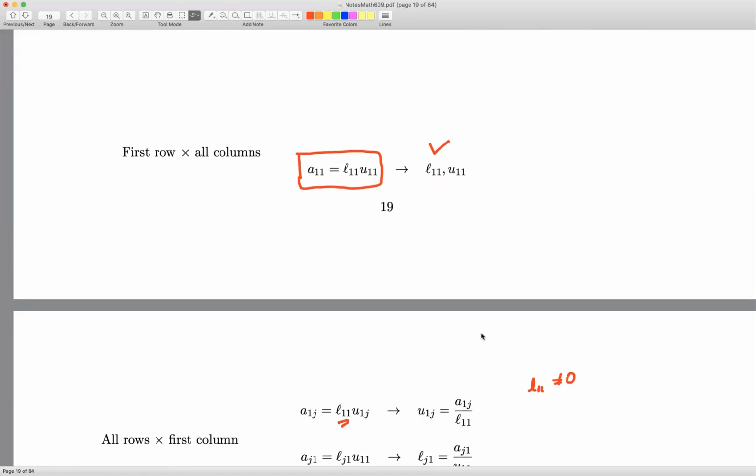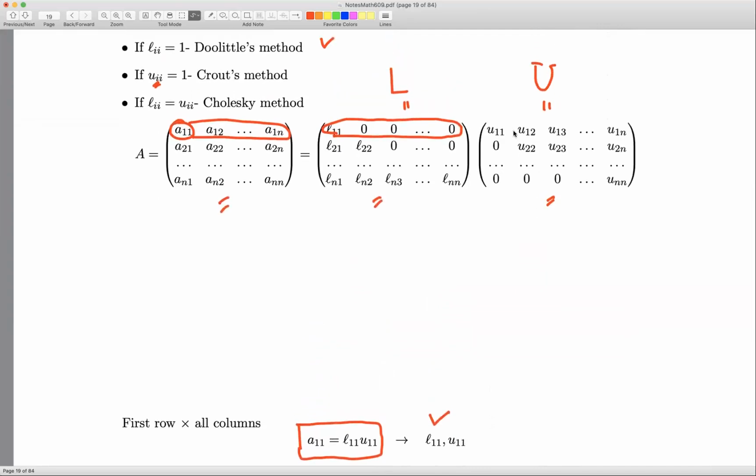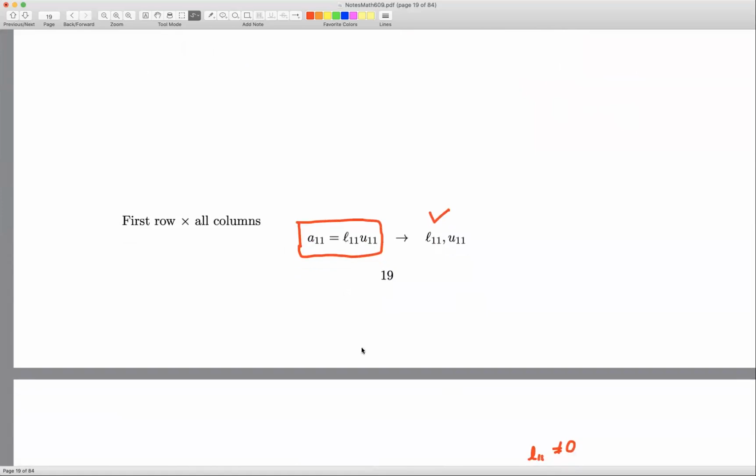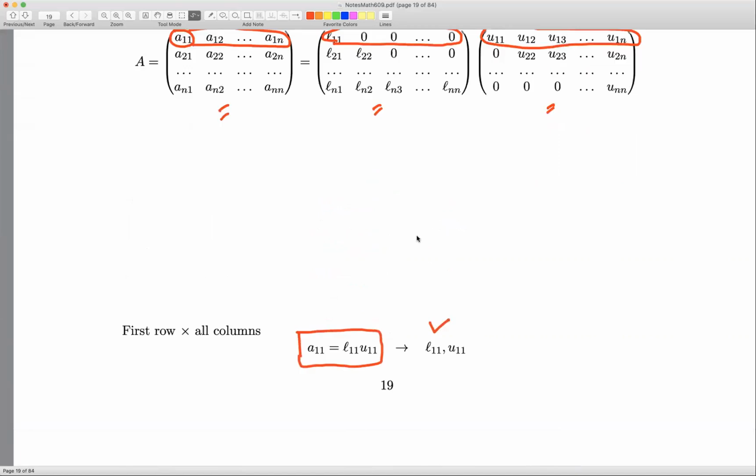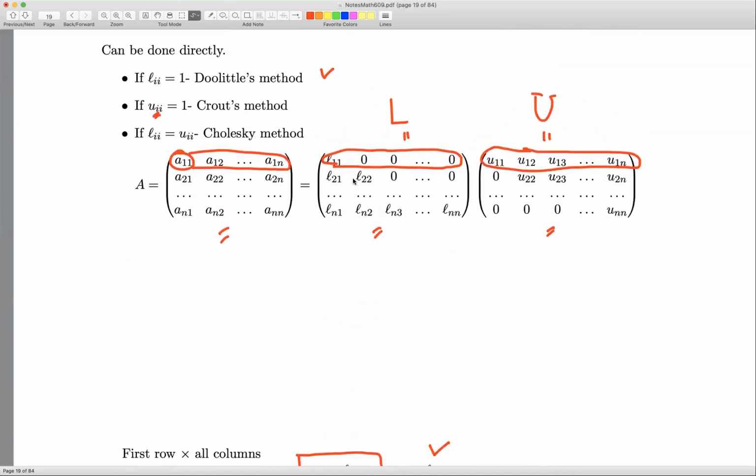Now, after this pass, we have determined all the elements of U from the first row of U, and the elements on the first row of L. So the first row with all columns gives us the first row of U. Now we do all rows times the first column. So this row times the first column, the second row of L times the first column.